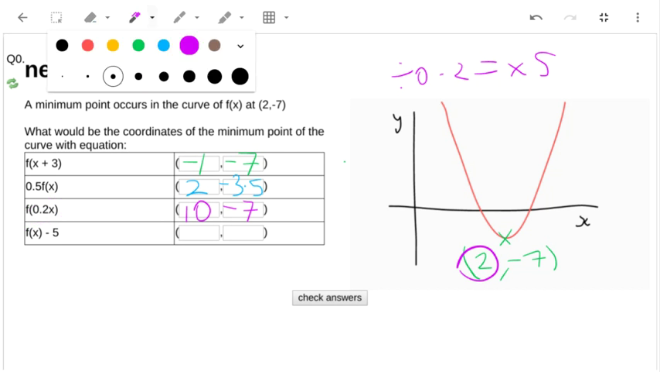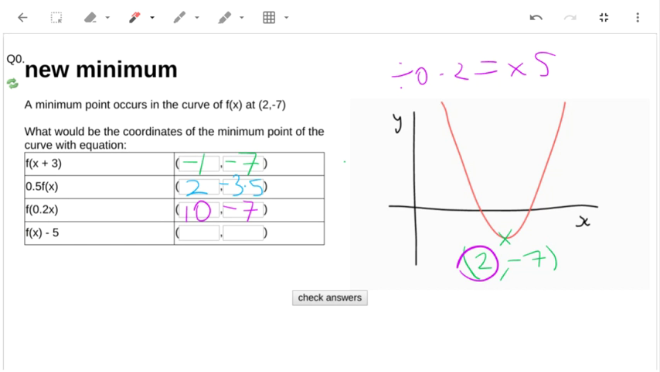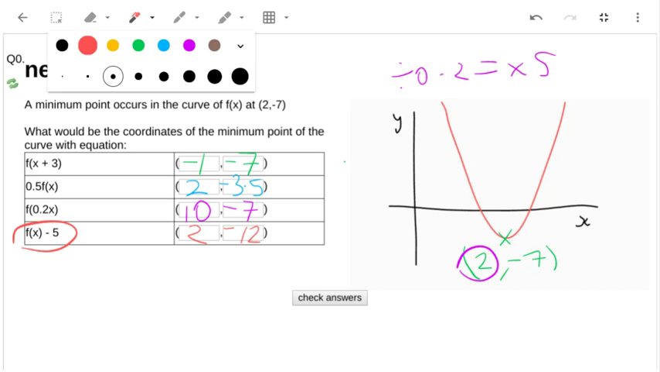And the last one is a subtraction outside the brackets, so it doesn't do the reverse, it does exactly what we'd expect. Because it's outside the brackets, it acts on the y coordinate here. So we have 2 and minus 7 minus 5 gives us minus 12.